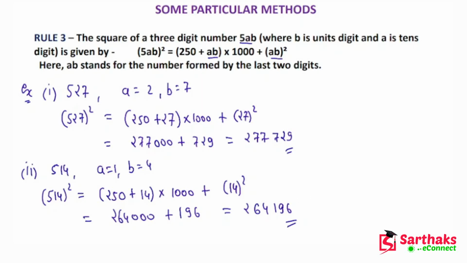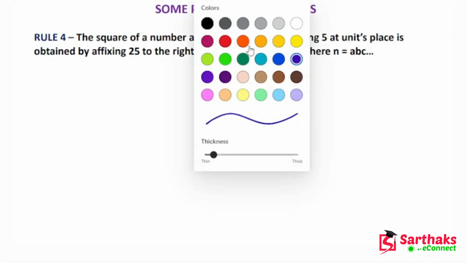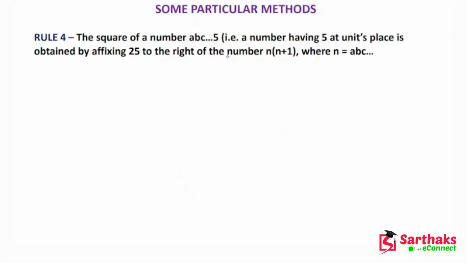Then we have at last the method rule number 4, which actually is kind of an extension of all of these numbers, right? It says that your number should be starting with A, B, C, but it should be ending at 5. So we have studied rule number 1 where the number was ending at 5. Okay, so it is something like that only. So it is just an extension to n number of digits.